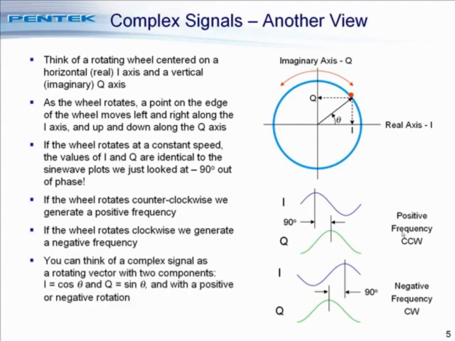You can think of a complex signal as a rotating vector with two components, I, which is equal to the cosine of the angle of the vector, and Q, which is equal to the sine of the angle of the vector, and with a positive or a negative rotation, corresponding to positive and negative frequencies. And the rotational speed of the vector is equal to the signal frequency. So there's one revolution of the vector per period of the sine wave that we're talking about.